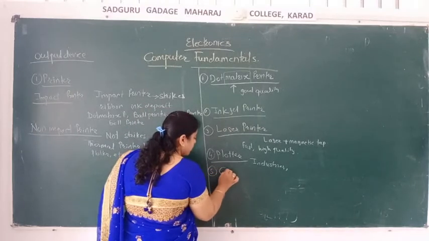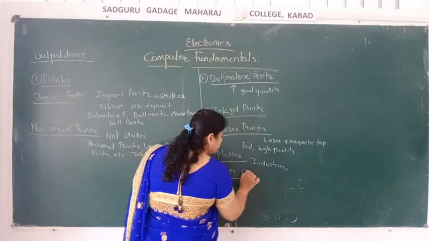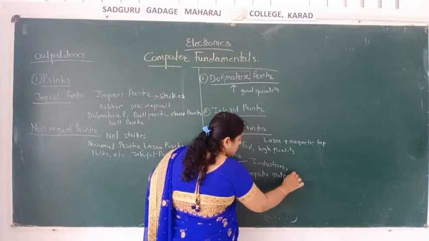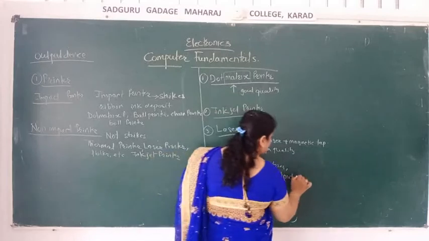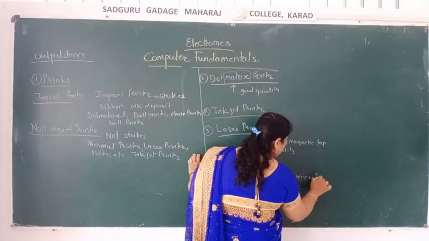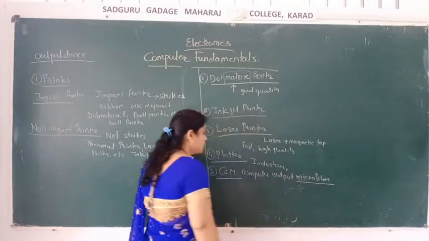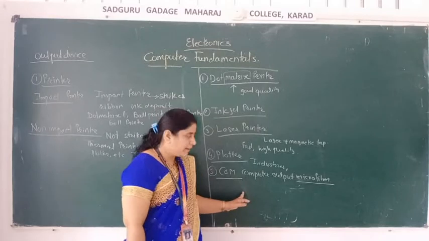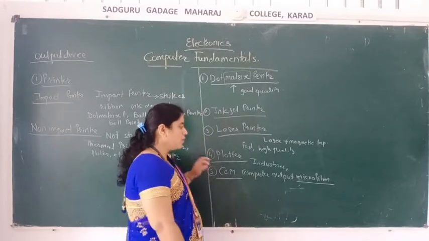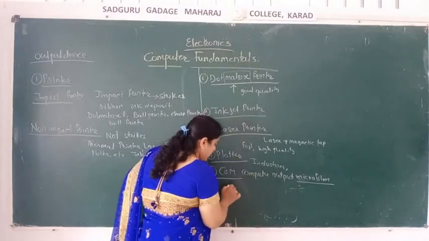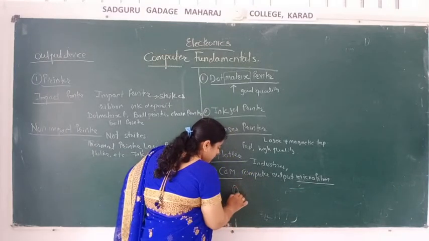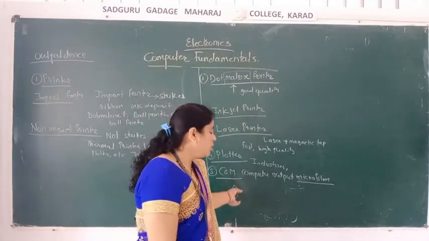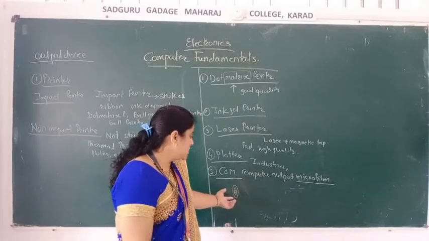Next is the COM. What is COM? It is the computer output microfilm. See, what is this microfilm? Computer output microfilm. This COM is very rarely used. It is in the form of a roll. Microfilm is a film roll. Microfilm has a roll of film on which data is stored.